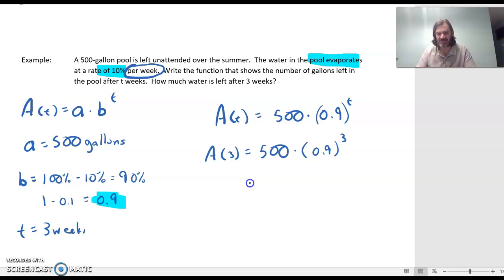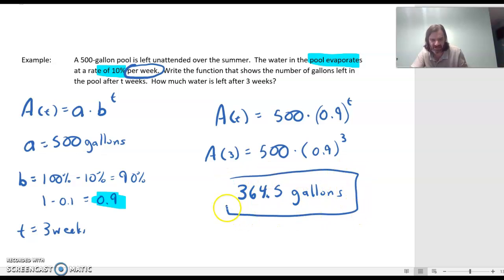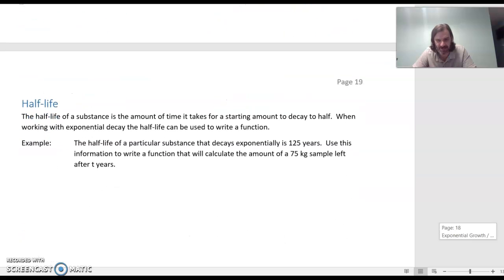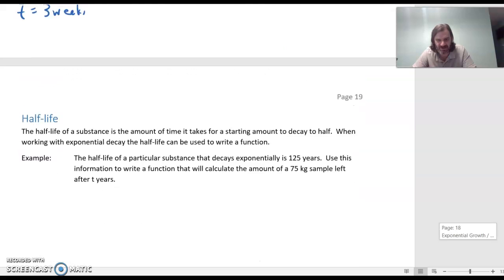Calculator is beside me, and you can test your theories about how good your rate is based on whether or not you get a number that's appropriate. So if I started with 500 and I messed this up, I'll know I messed it up if I get a number bigger than 500, but I get 364.5, which will be gallons left after 3 weeks. So that is definitely less than 500, which is what I would expect if water is leaving the pool. Okay. Let's do another problem. I think I got 2 more here.